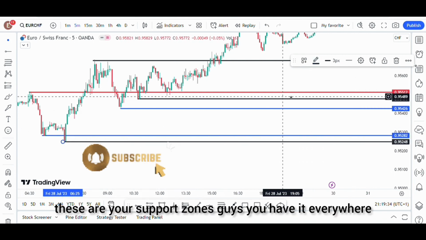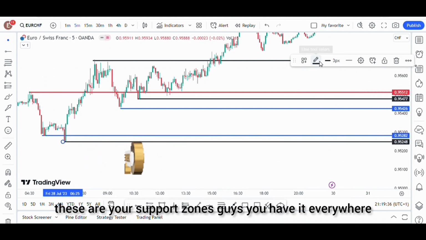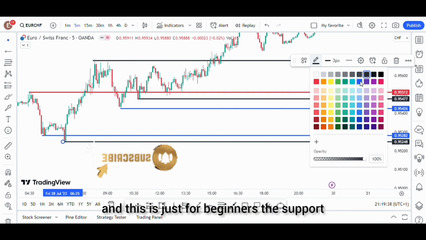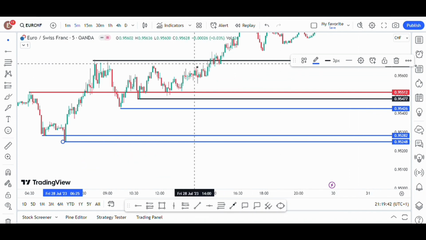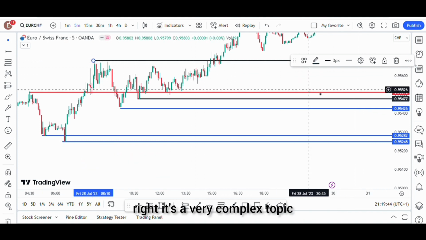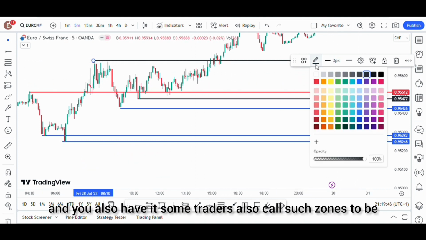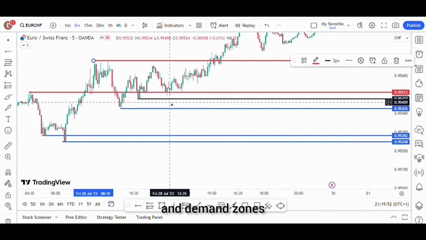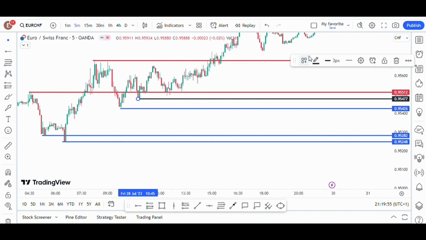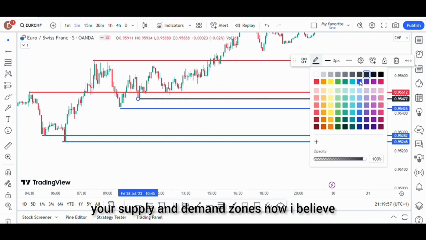These are your support zones, guys. You have it everywhere, and this is just for beginners. The support and resistance topic is a very complex topic, and some traders also call such zones your supply and demand zones.